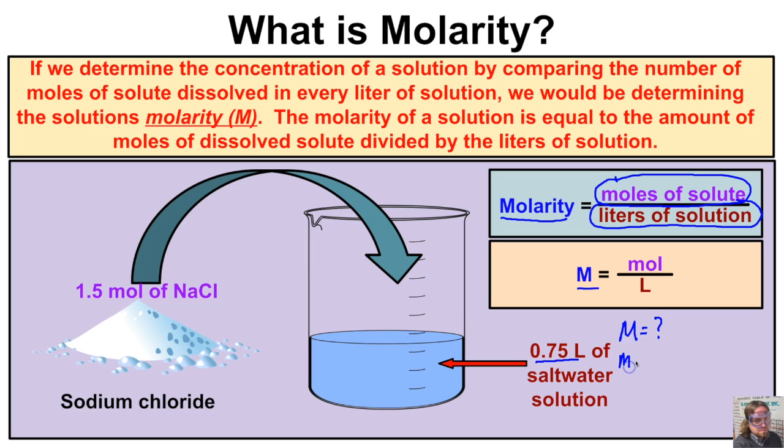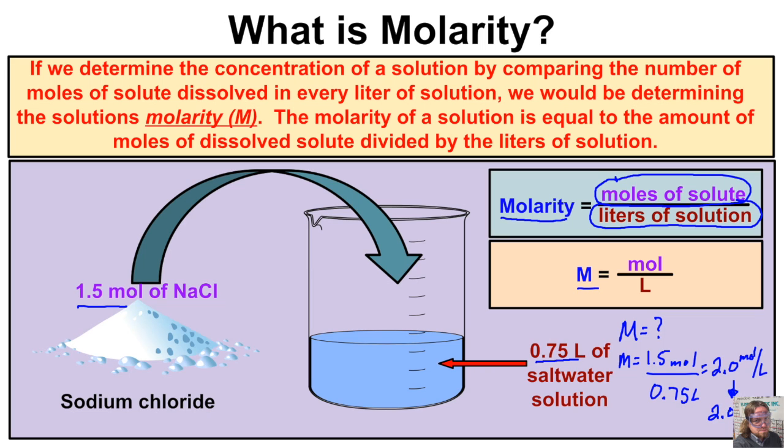Well, to get the molarity, we need to know the number of moles of solute, which we do know, it's 1.5 moles. And we're going to end up dividing this by however many liters of solution we're making, which is 0.75 liters. And when we put this in our calculator, we're going to end up with 2.0 moles per liter.